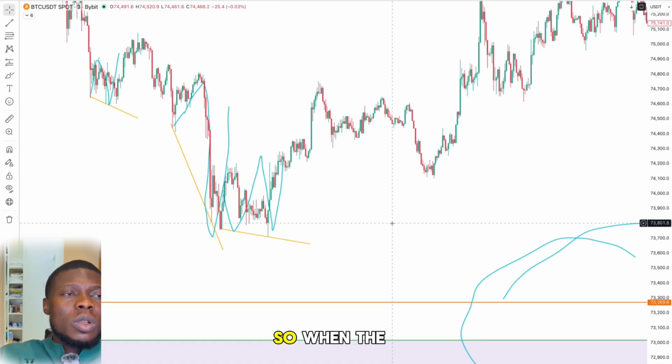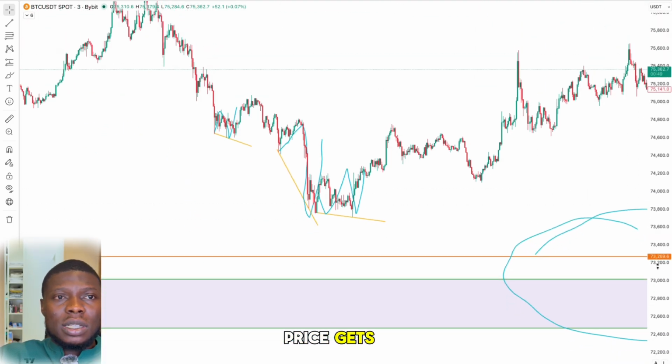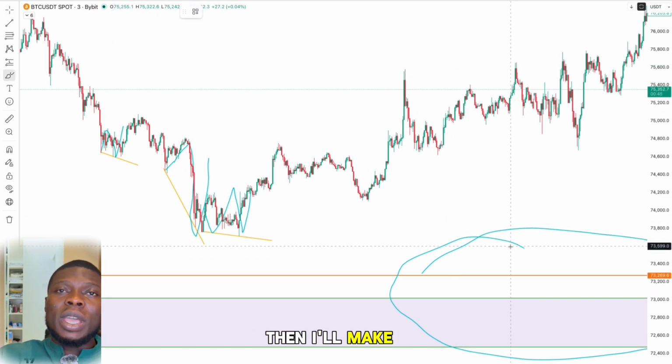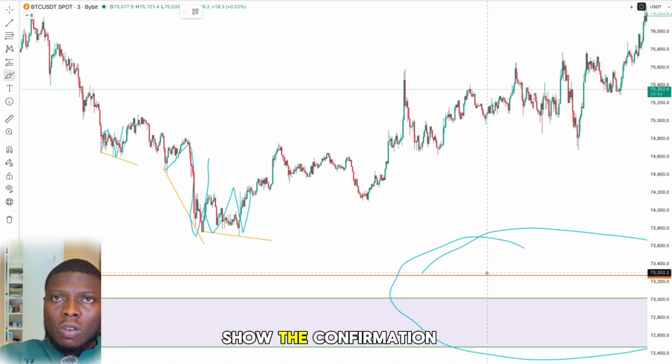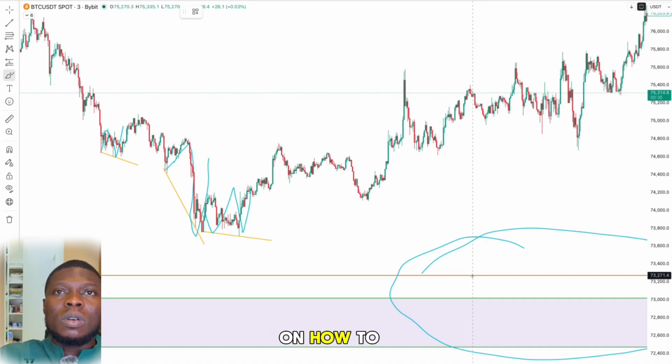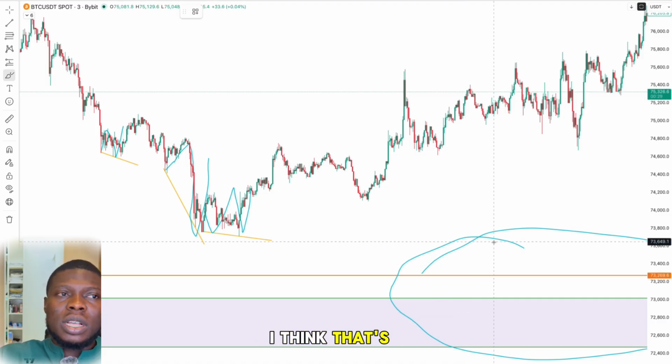So when the price gets to this zone that I'm looking at, then I'll make another video to show the confirmation, how it looks like. So this is step by step. You study this, then my next video will be on how to confirm my entry when it gets to my higher time frame region. I think that's for now.